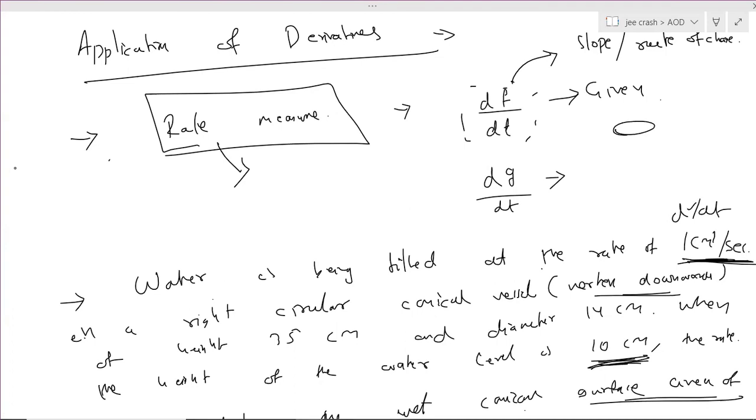The relation between r and h can be found using similar triangles. This is r and h. When h is 10, this is r, and you can find the relation. In CBSE also you have done this type of questions, I believe. Okay, so let me give you a few questions regarding this. This was just an example.